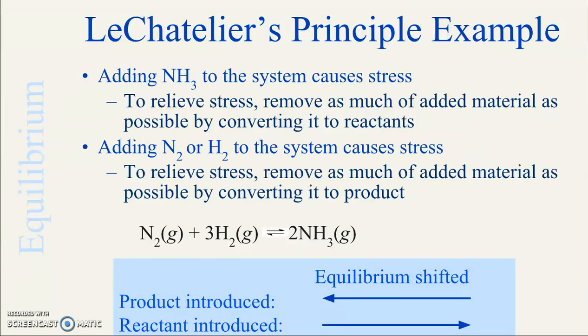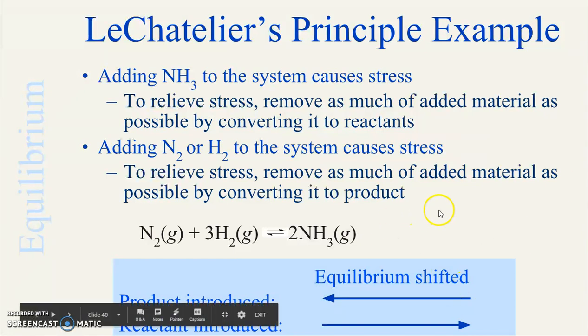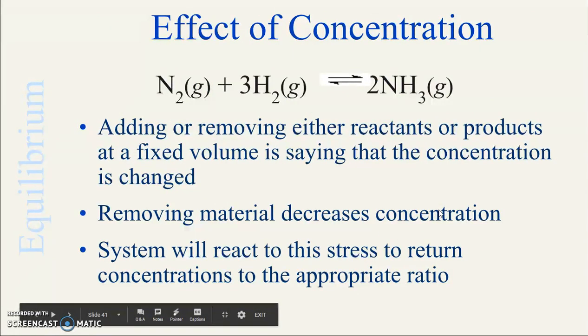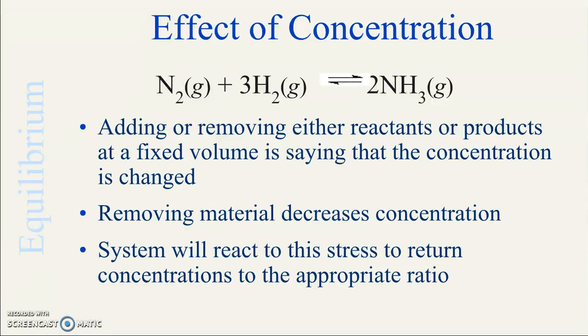So really, you just have to think about what's going to be the opposite. If I do something, how is it going to fix it? How is it going to correct it? So, effective concentration: adding or removing either reactants or products at a fixed volume means that the concentration is changed. If I'm adding more, then I'm increasing the concentration. If I remove some, then I'm decreasing the concentration.